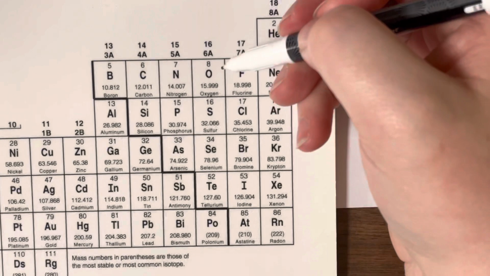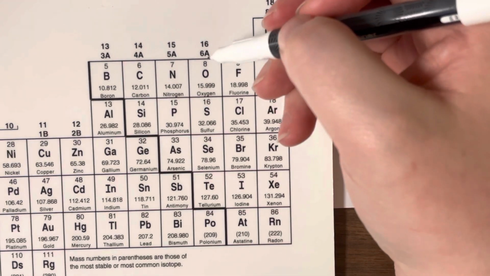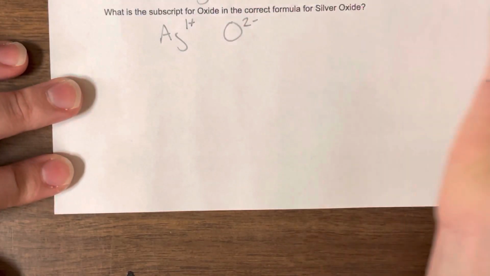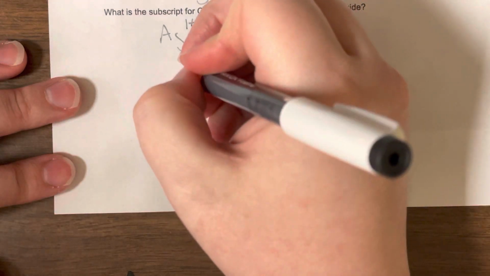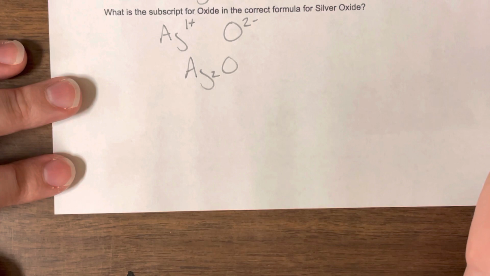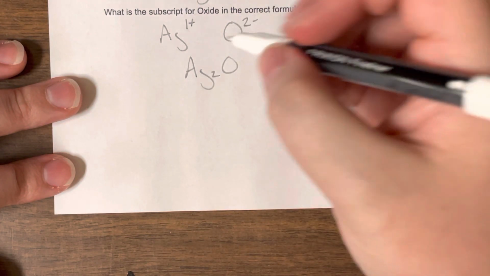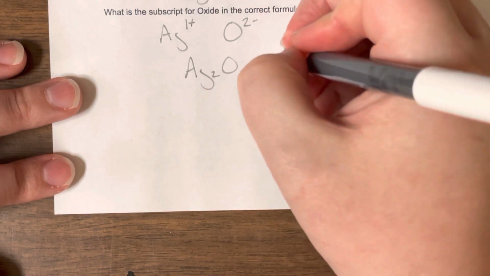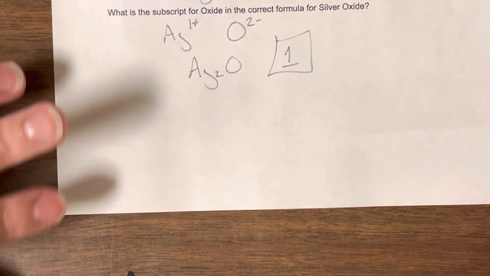Oxygen is in column 6, which means it has 6 valence electrons. It has 6, but it wants 8, so it's going to steal 2. Stealing is bad, so I have a charge of negative 2. When I crisscross charges for subscripts, I am left with Ag2O. The ratio 2 to 1 cannot be simplified any further, so I'm looking for the subscript for oxide. It's invisible, which means that it is an implied 1.